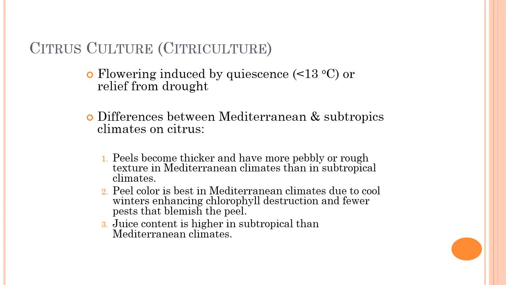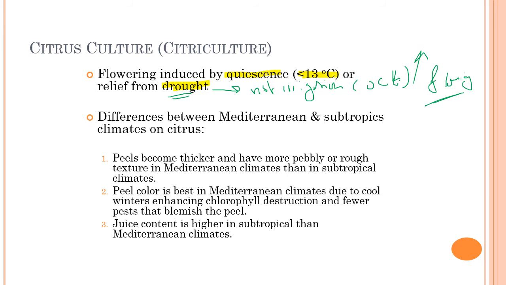Flowering is induced by quiescence: when the temperature drops below 13 degrees Celsius or they are subjected to drought, they produce flowers. That's why in Oman, sometimes we induce drought by not irrigating. If we stop irrigating lime in October, they produce a lot of flowers. So one way to induce flowering in crops in general is to not give them water in October and November, and then all of a sudden give them plenty of water, and they will produce plenty of flowers.